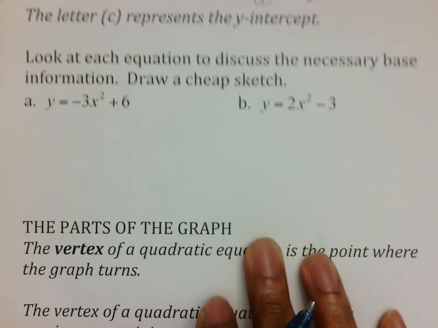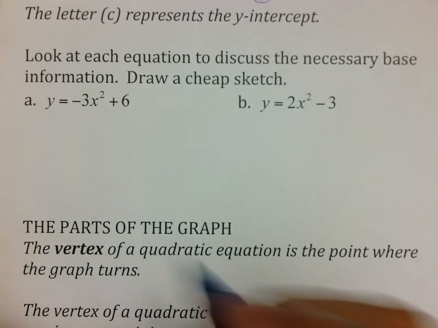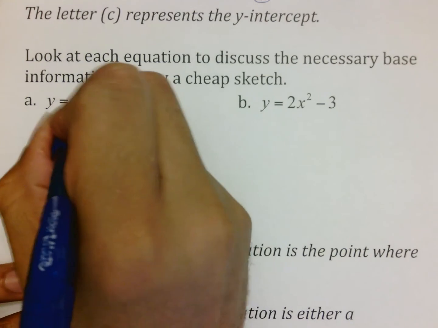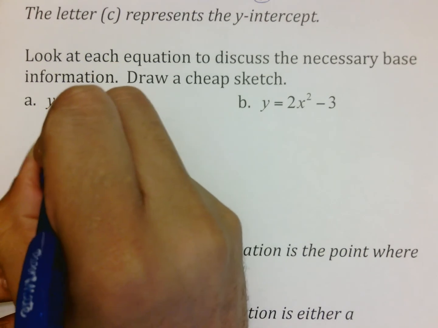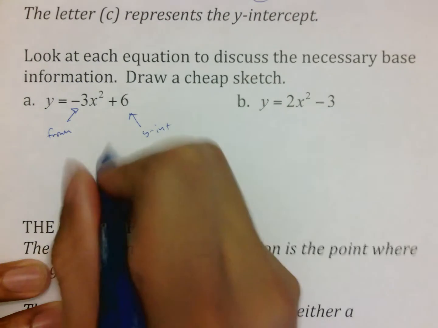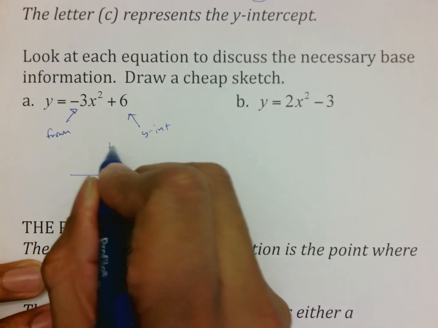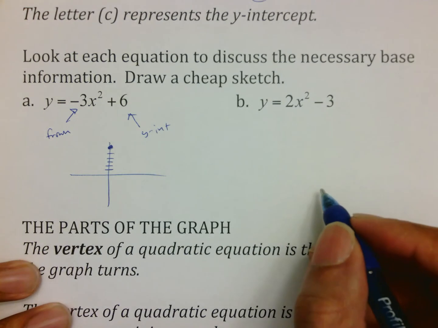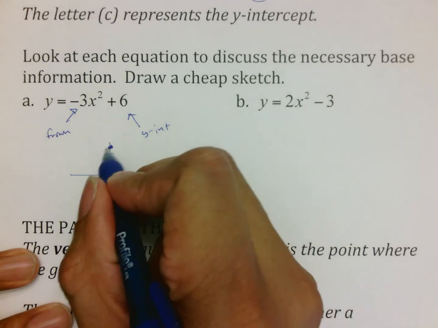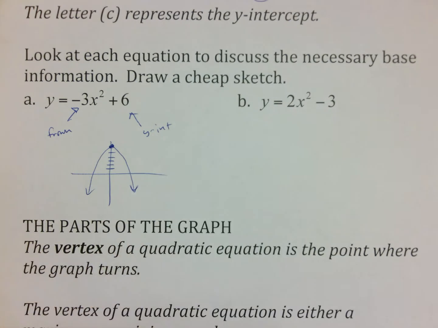So looking at this stuff here, I'm going to draw a quick cheap sketch. This tells me that it is frowning, and this tells me that the y-intercept is 6. And so as a cheap sketch, it means that I should go up to 6. 1, 2, 3, 4, 5, 6. Put a dot. And then what happens is it's going to go down. Just this cheap graph is going to look something like this. I don't know exactly how it's going to look, but it should have that general shape.